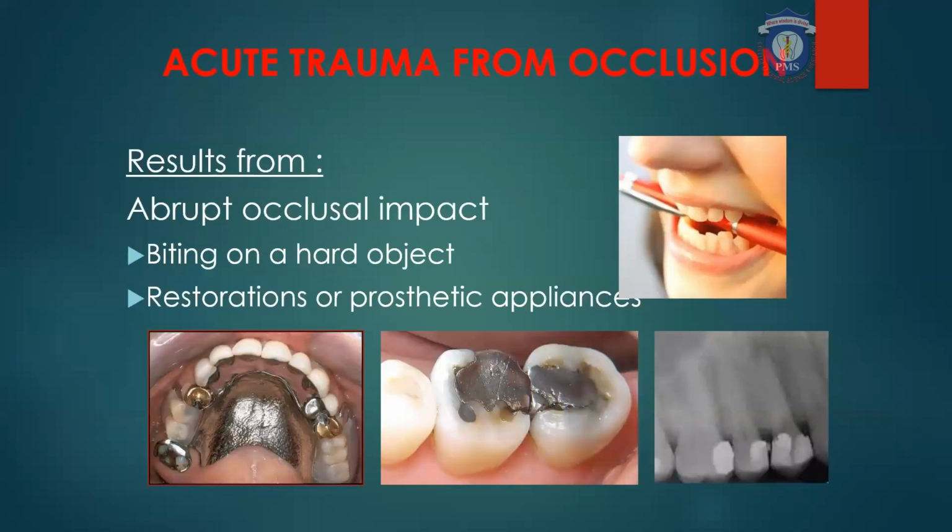So what is acute trauma from occlusion? It results from an abrupt occlusal impact. For example, biting on a hard object, or an overhanging restoration or prosthetic appliance, which causes an abrupt occlusal change. That can cause acute trauma from occlusion.